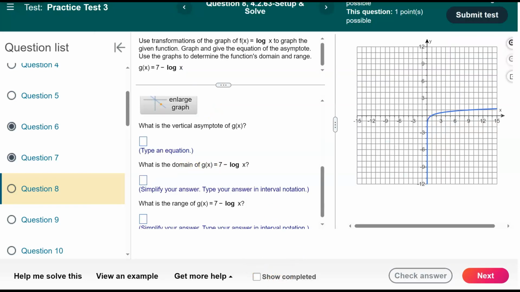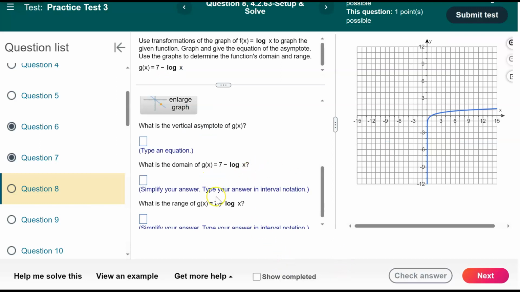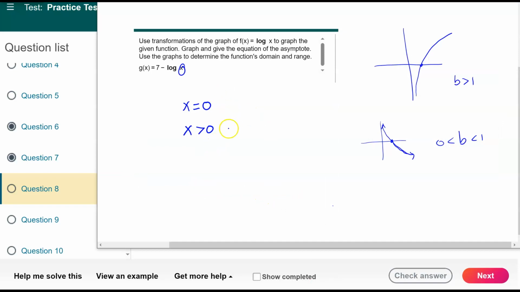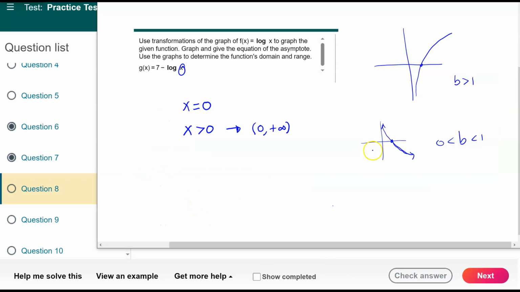Then for the domain, you do that same thing, that expression over there, and you make that strictly greater than 0. That's the domain. Now we are to write our answer in interval notation. How do you write this in interval notation? 0 is not included, so it's open parenthesis, from 0 to positive infinity. So that's for the domain.